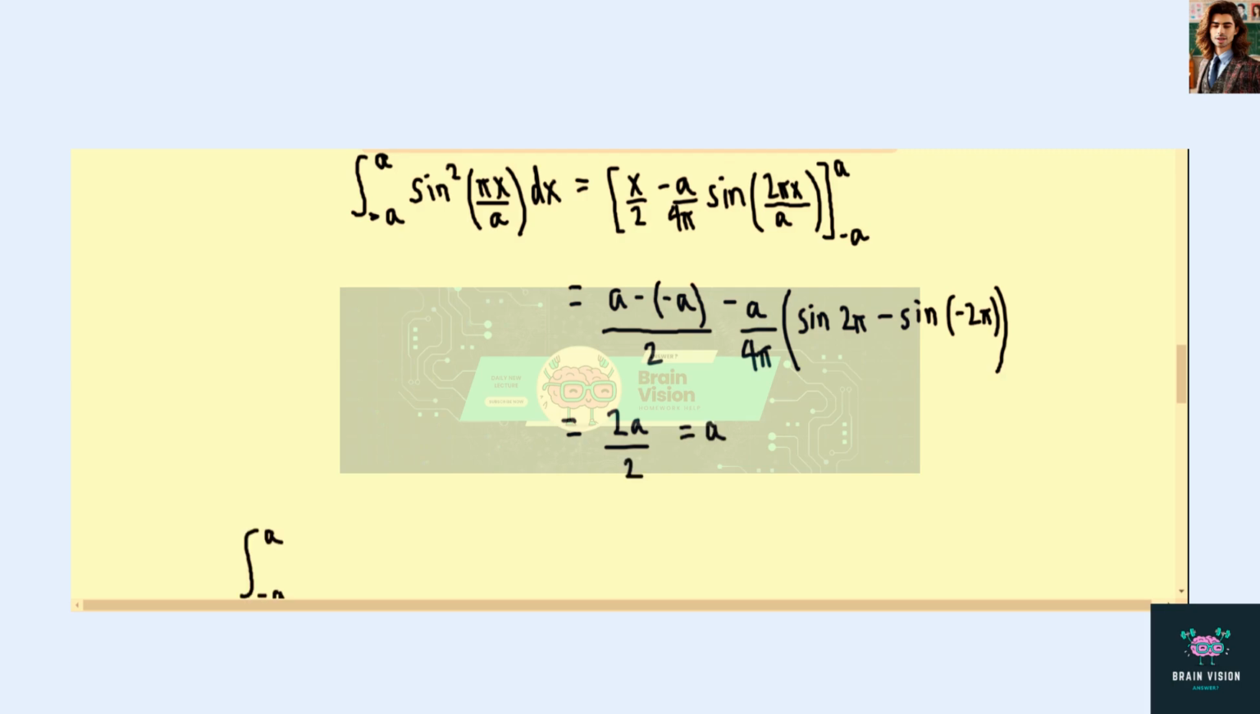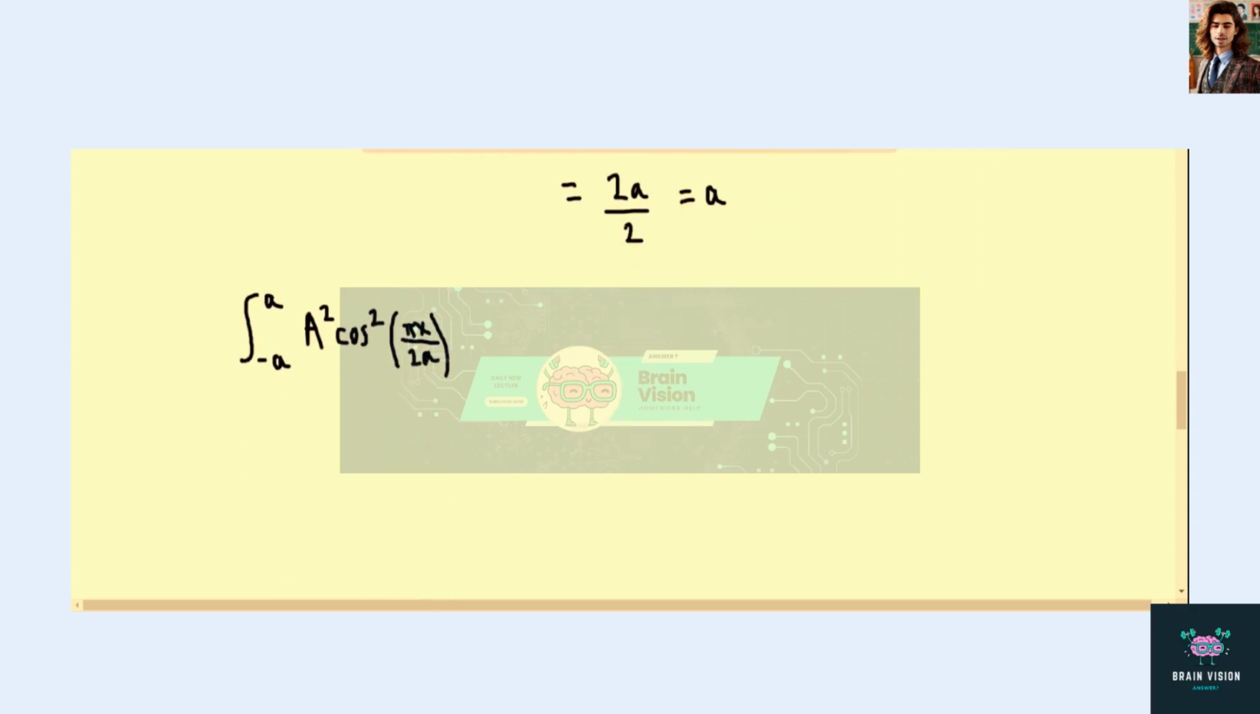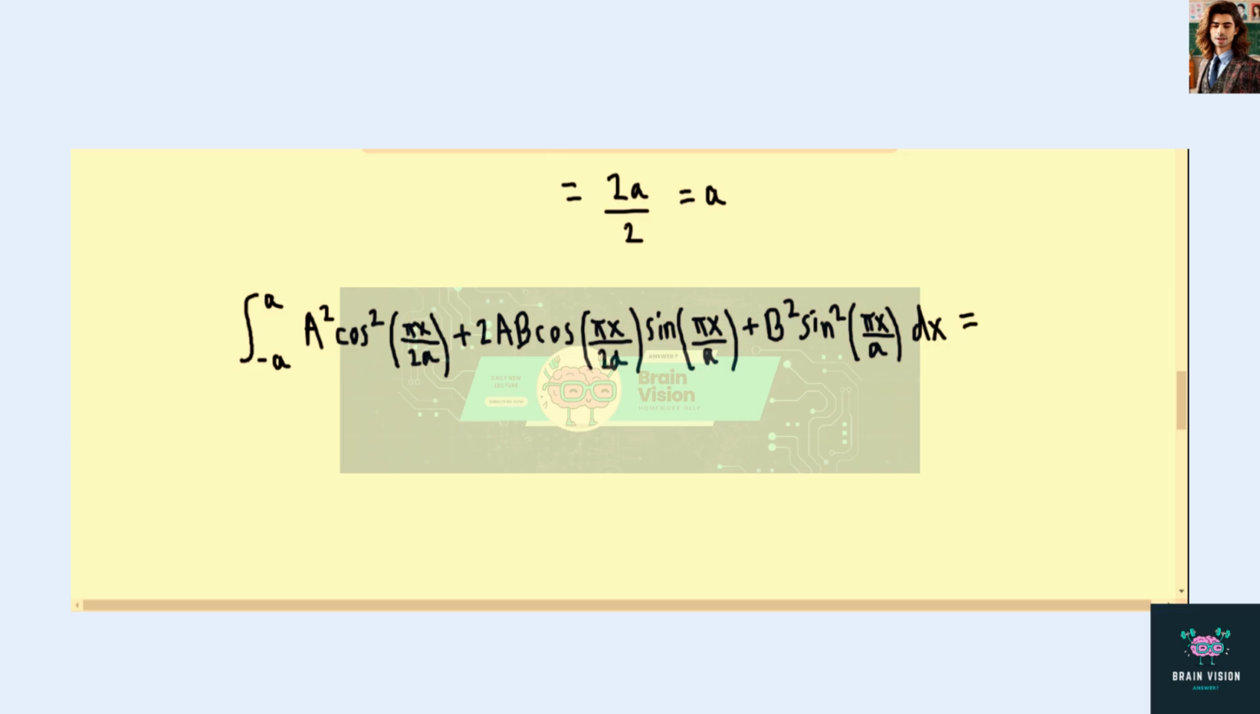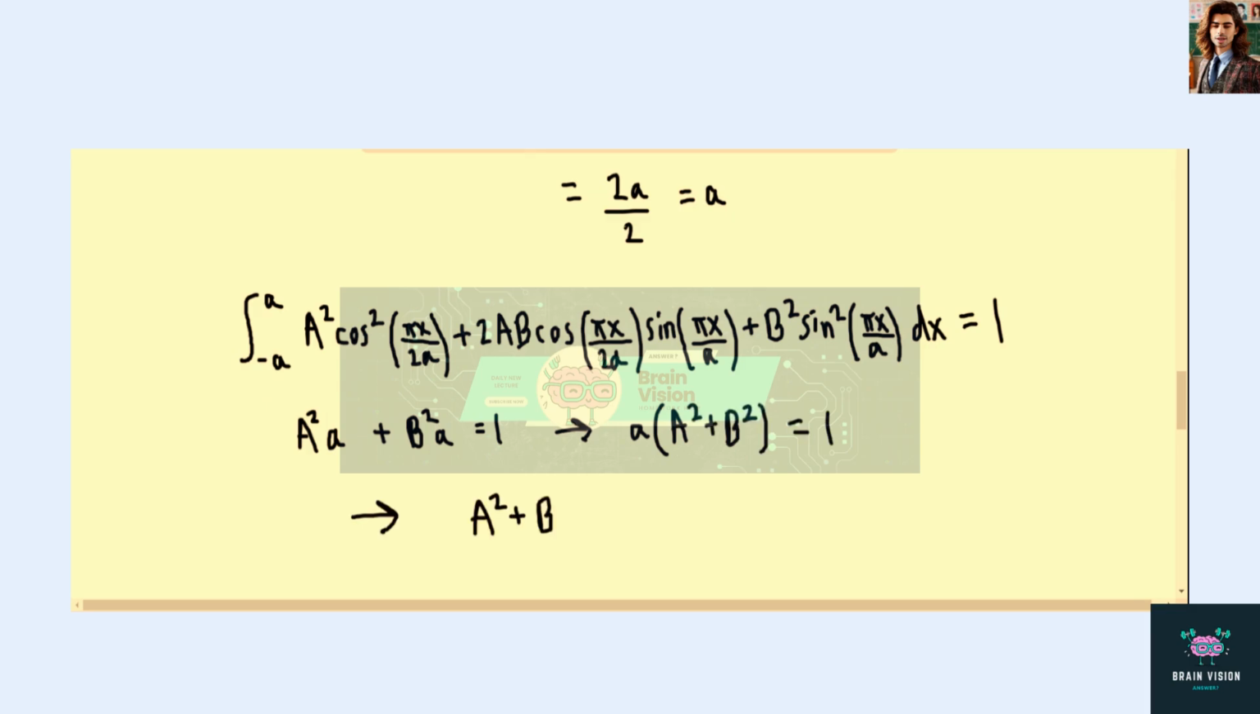So when we put these integrals into our overall integral, we have a squared times the cosine squared integral. Our cross term integral goes away, so we don't care about that one. And we have b squared times our sine squared integral. And this all has to equal 1. But remember, the cosine squared and the sine squared integrals were both equal to a. So we have a squared a plus b squared a equaling 1. And now we have our relationship that we want. So a squared plus b squared equals 1 over a, and that's our final result.